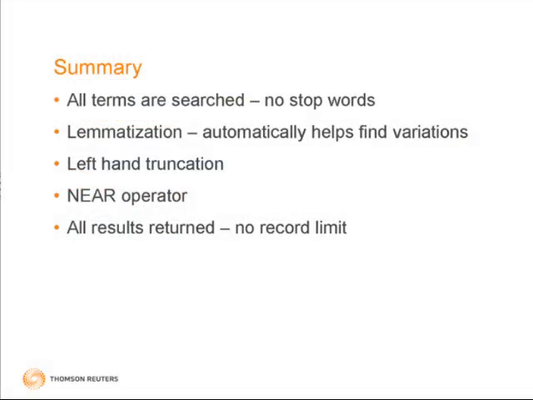So in summary, all terms in the topic field are searched, even very common words. There are no stop words. Lemmatization helps automatically find variants of your search terms. Left-hand truncation is allowed. The near operator lets you specify the distance between your search terms. And all search results are returned, allowing for the most accurate set combinations and results analysis.